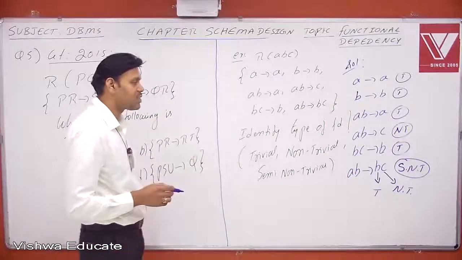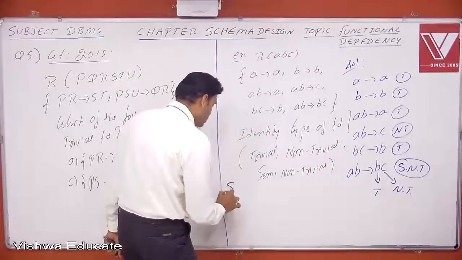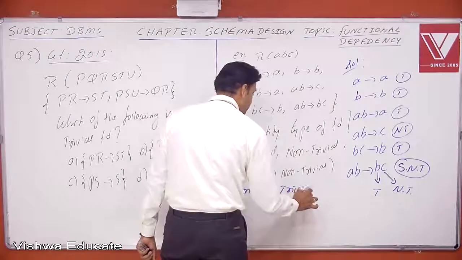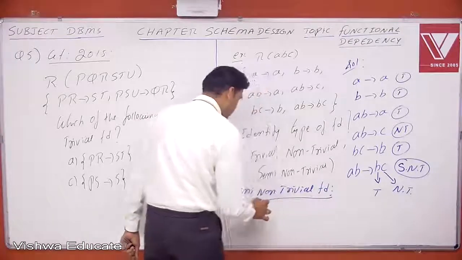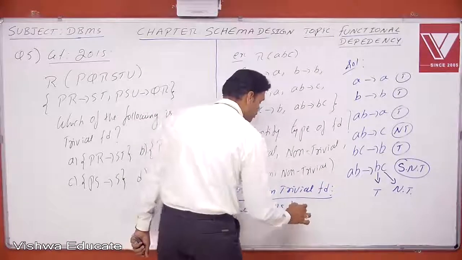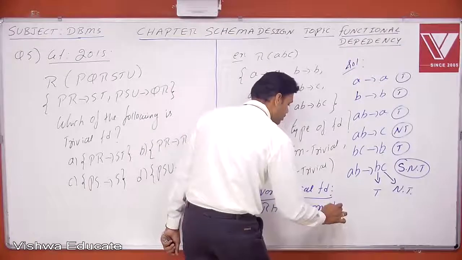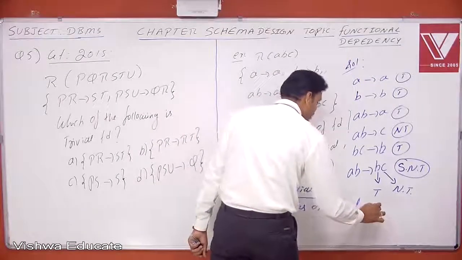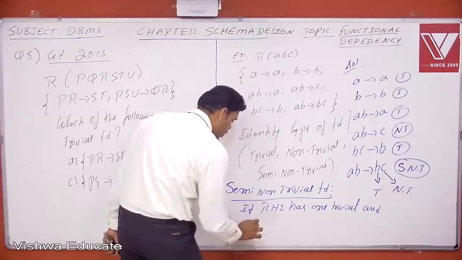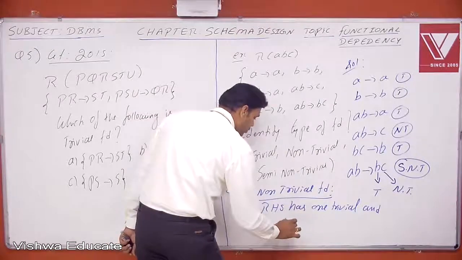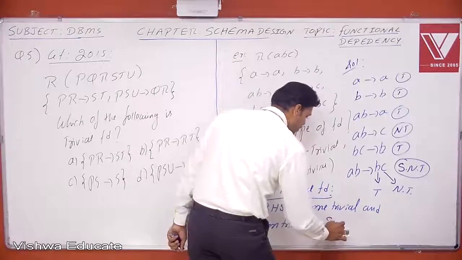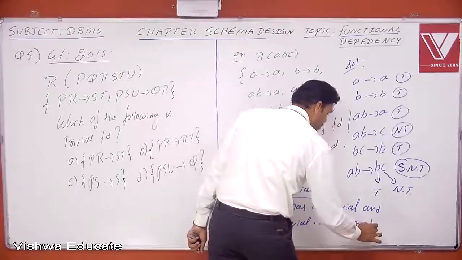So what is a semi-non-trivial functional dependency? A semi-non-trivial functional dependency is when the RHS has one trivial and one non-trivial part, therefore it is semi-non-trivial.